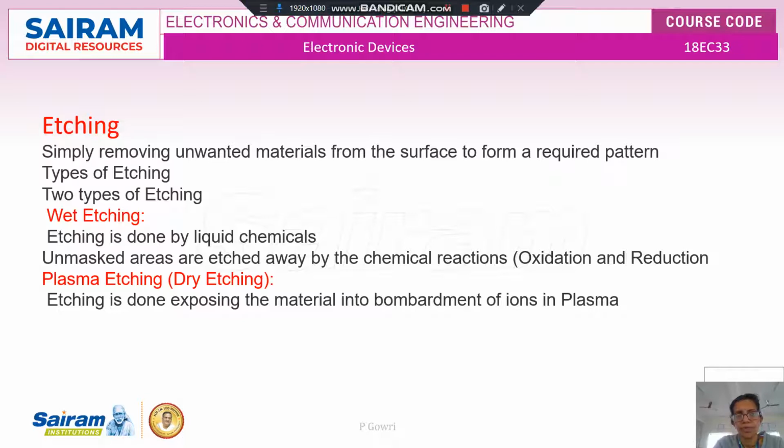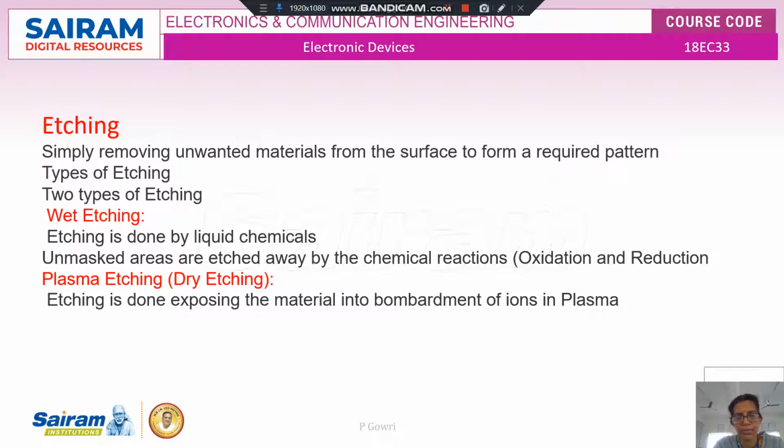That is, on the top of any wafer, I have to do a cleaning process. I want to remove some unwanted material. The unwanted material can be either the silicon dioxide or the photoresist. So to remove this, there are two types of etching. One is called wet etching and the other one is called plasma etching.